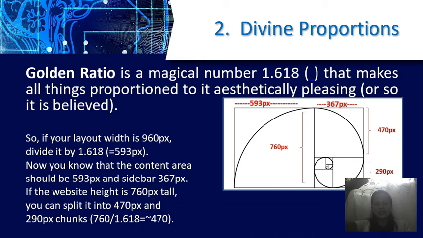Then the height of your website is 760 px tall, and you split it for the other portion of your website that is less important than the main content. So you can have the 470 px and the 290 px.